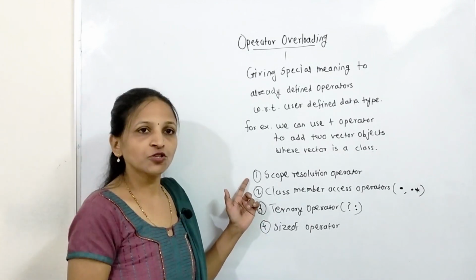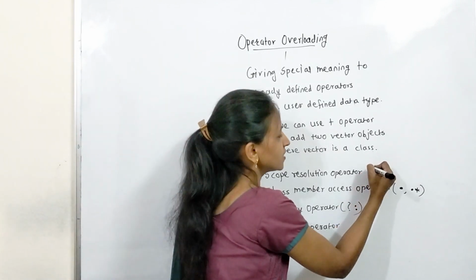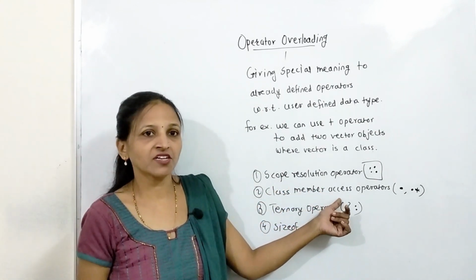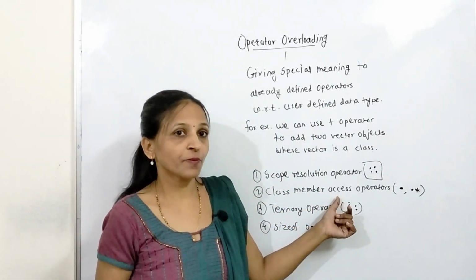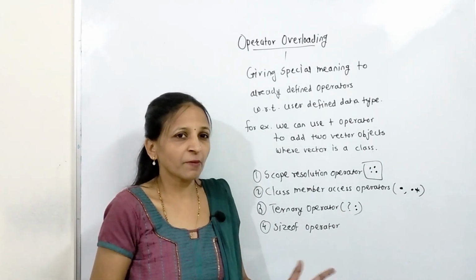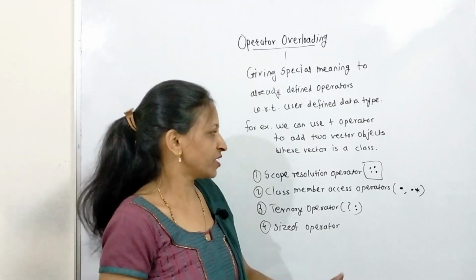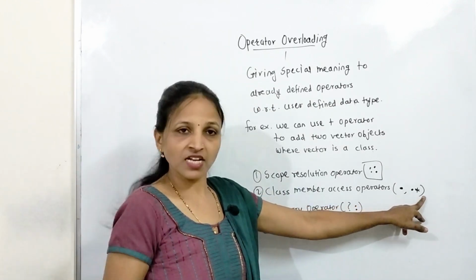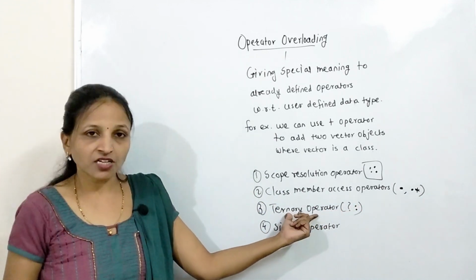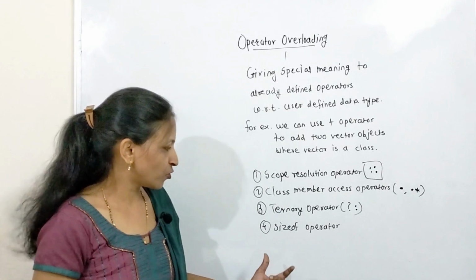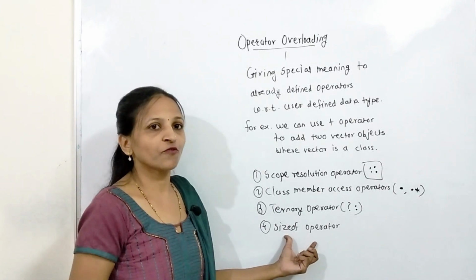Okay, the scope resolution operator, it is like this. The next one is the class member access operator. We use the dot operator to access class members. Means while calling a member function, we normally use the dot operator. If you are using a pointer there, then the dot star operator. The next one is the ternary operator. It is also called a conditional operator, that cannot be overloaded. And the last one is the sizeof operator.